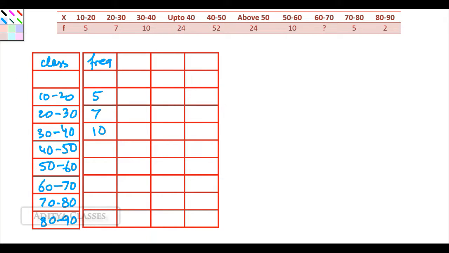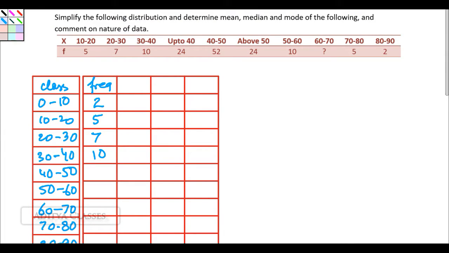24 such values, elements. 10 and 7, 17, 17 and 5, 22. So these constitute 22 elements. 2 elements are still hidden somewhere. So probably those 2 elements are hidden in the class 0 to 10 that we are not able to see here. It is hiding in this 24. Okay, so we can have a 0 to 10 also.